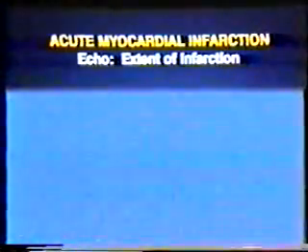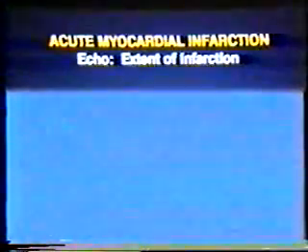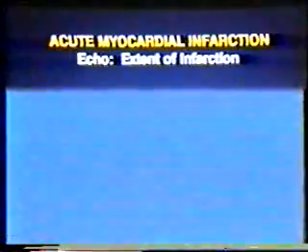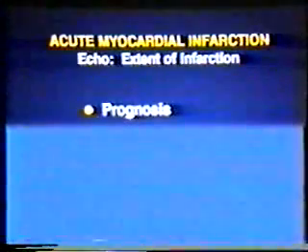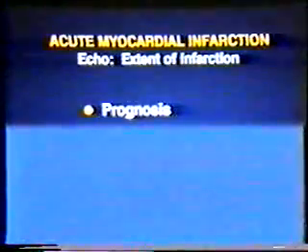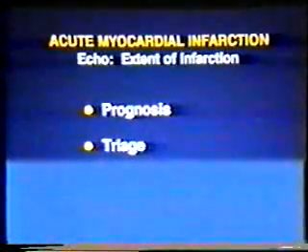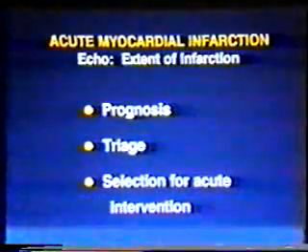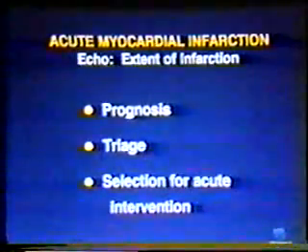Nevertheless, the wall motion score index is an extremely important parameter which demonstrates the extent of abnormally contracting myocardium, and the degree of segmental dysfunction provides vital prognostic information. Obtaining this assessment of prognosis at the time of admission allows us to more rationally triage patients and also serves to supplement the ECG when the patient presents early enough to be considered for acute intervention.